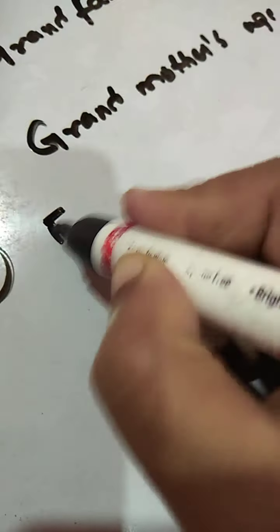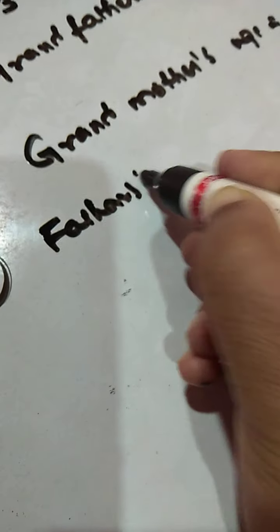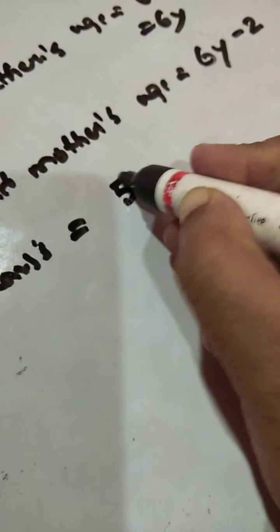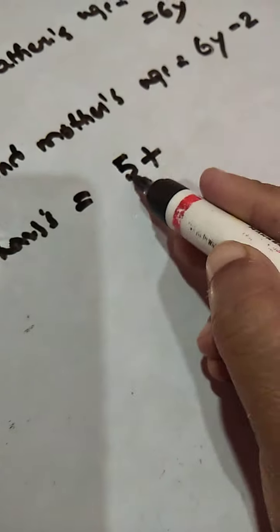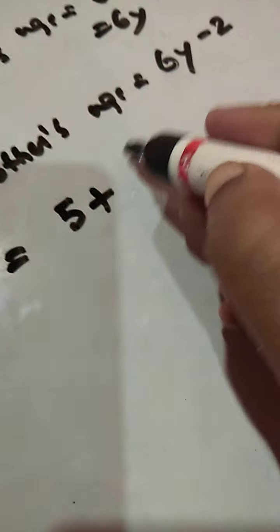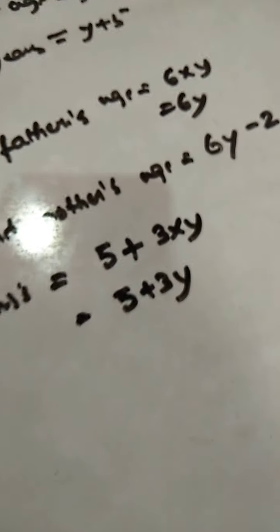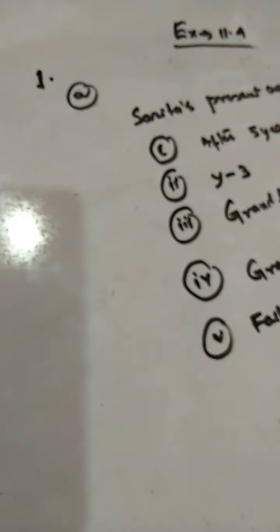Now, what is question number 5? Sarita's father's age is 5 years more than 3 times Sarita's age. 5 years more than. Try to understand. Now, you have to be very careful with the statement. Sarita's father is 5 years more, that means 5 plus, 5 years more than 3 times Sarita's age. 3 times means what? 3 into y. So, this is the age of the father: 5 plus 3y. So, this is the solution of sum number A.